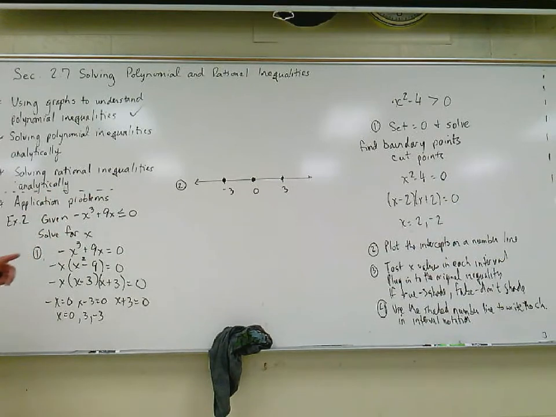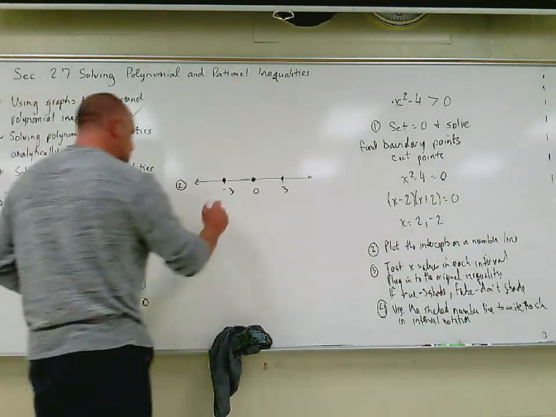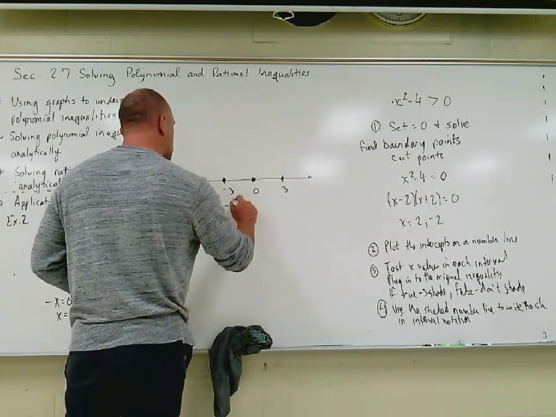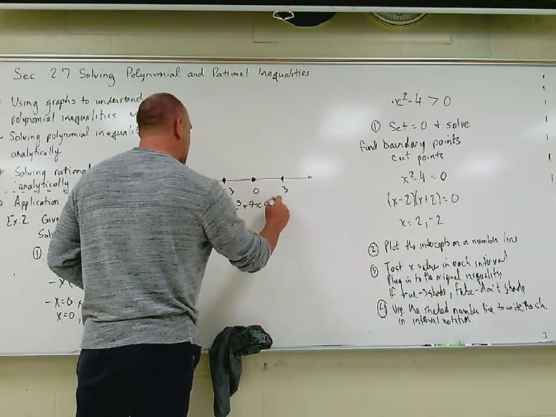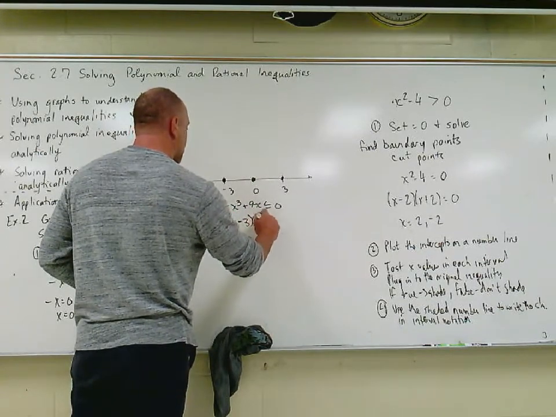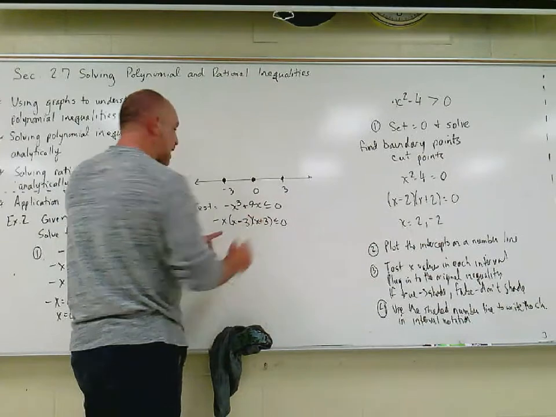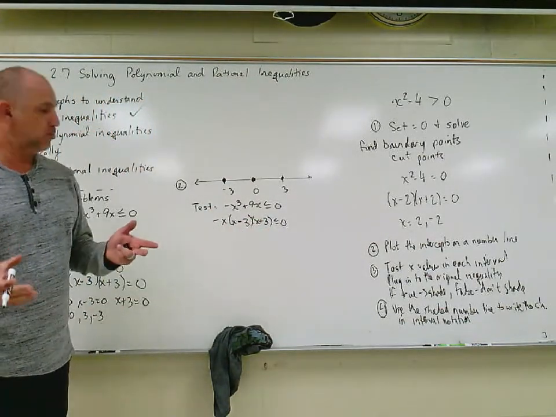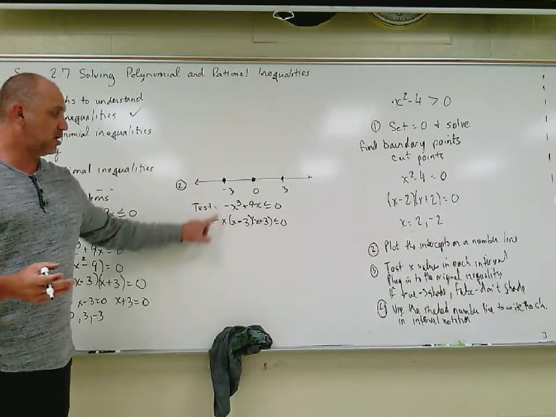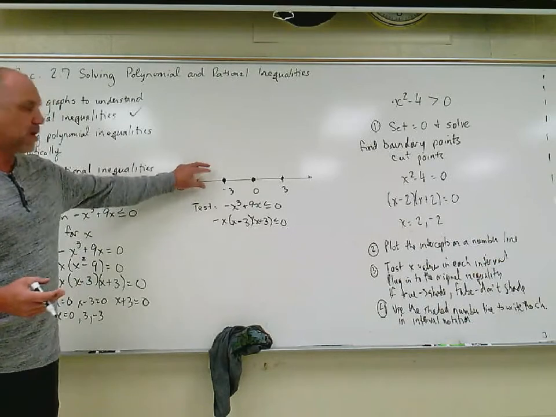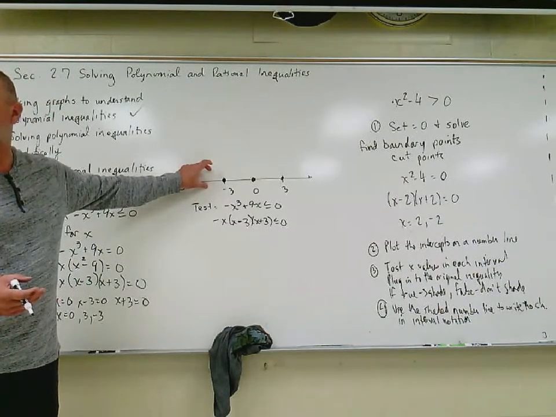Now, a couple of things. When you're testing, you can test your original or your factored expression. It might be easier to plug x's into the factored part because then you're just multiplying rather than having a cube. It's up to you. Just make sure I haven't eliminated any signs, so that negative still needs to be here. So what would be a good x to test right here?